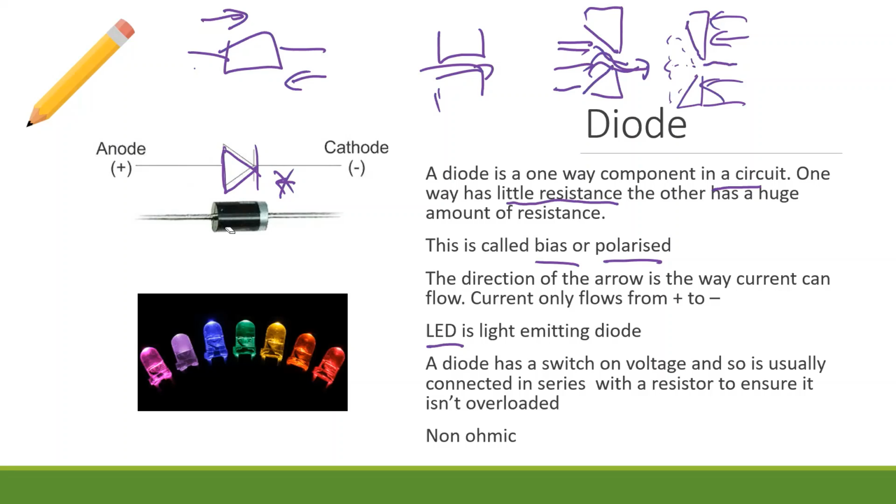The direction of the flow is the way current can flow from positive to negative. And this is another reason why we need to know the difference between conventional and electron flow. When we talk about conventional current, and when we hook up a circuit, we hook it up in this way, from positive to negative.